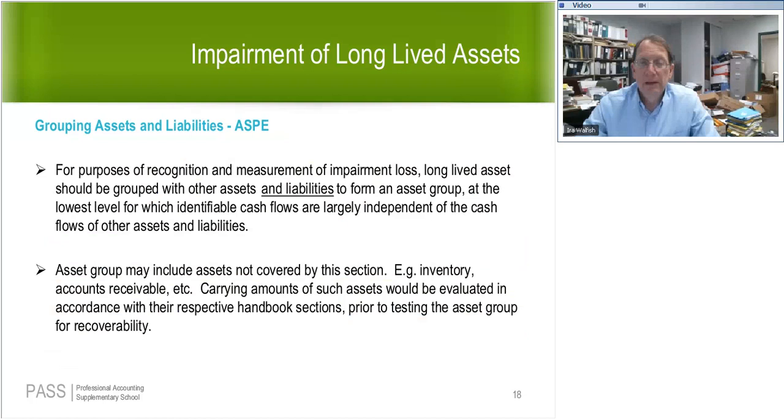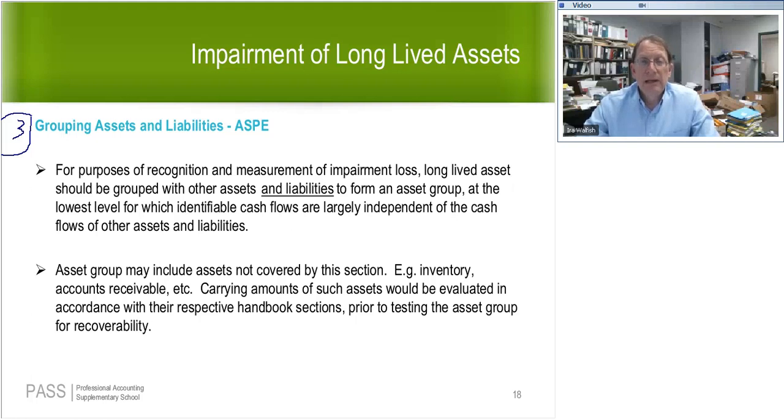Okay, people, that was the second issue. When do we test? This is called issue number 3. I am allowed to group assets under both ASPE and IFRS. Why does that matter? Because I'm looking at a write-down, and the write-down could be different if I group my assets. So my third issue is, how do I group these assets? How do I write them down?